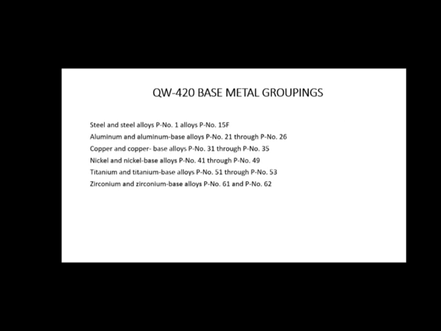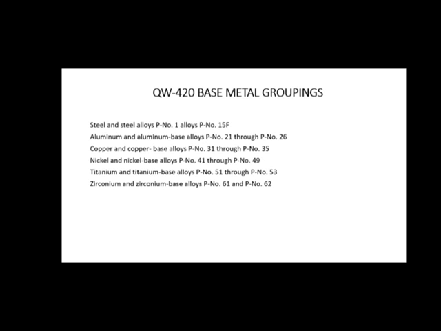Here's from QW 420, base metal groupings. This is how ASME Section 9 breaks out the base metal groupings. You can see steel and steel alloys, pretty much anything that's an iron-based alloy, your ferrous materials, are P number 1 through P number 15F. Aluminum and aluminum base alloys are in the 20s. Copper alloys are in the 30s. Nickel and nickel alloys are in the 40s. Titanium, 50s, and zirconium's the 60s.